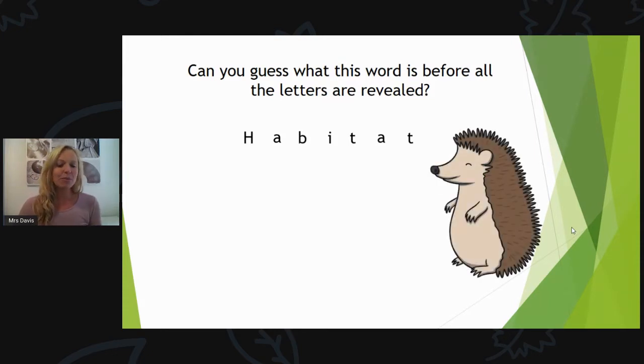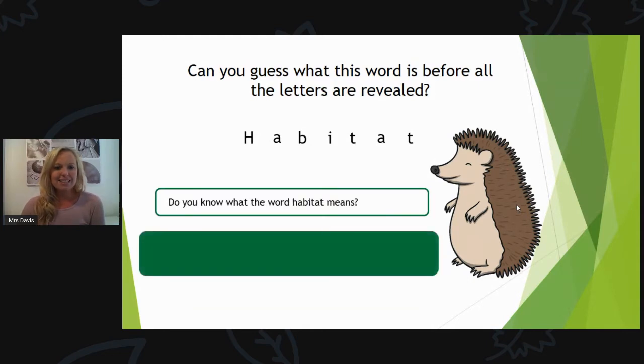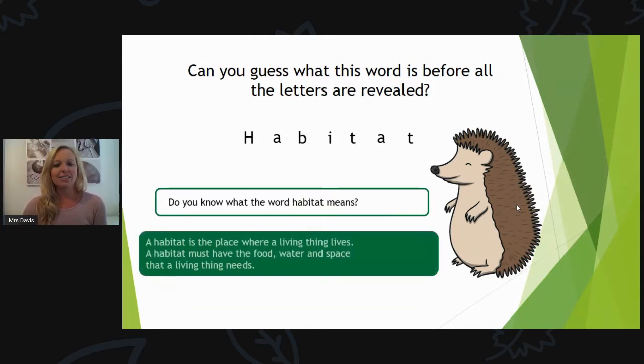Do you remember what we mean by a habitat? What is a habitat? Do you know? I reckon you remember. A habitat is a place where a living thing lives. So a habitat must have the food, water and space that living thing needs. Do you remember we did it when we were looking at animals last week? It's got to be the right habitat, hasn't it?